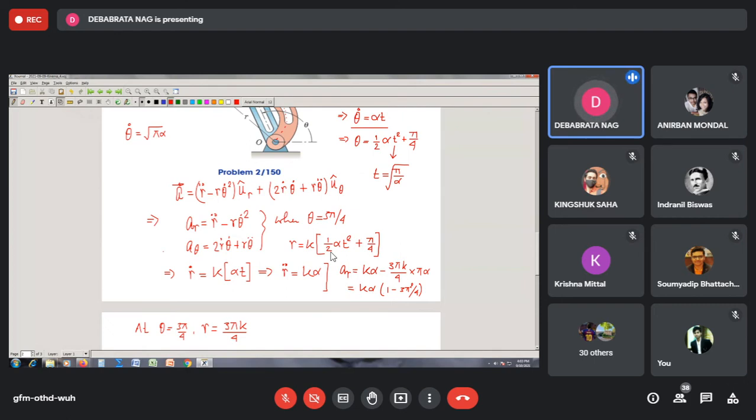Exactly in a similar manner, now you should be able to find out what will be the expression for A theta. So A theta is equal to how much?